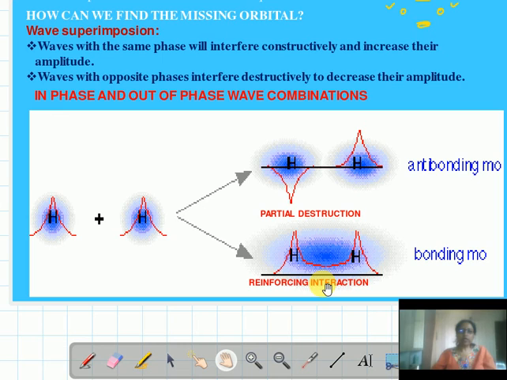and that will increase the amplitude. So this is basically a constructive interference, and you will see here that the increase in the amplitude takes place, while when opposite phases combine, there will be destruction of the amplitude which occurs here. When this kind of destruction occurs, an antibonding molecular orbital is formed, and while the constructive interference is happening, that time we are getting a bonding molecular orbital.